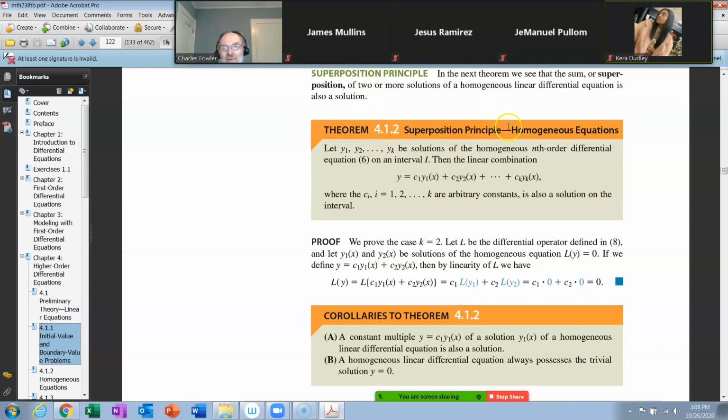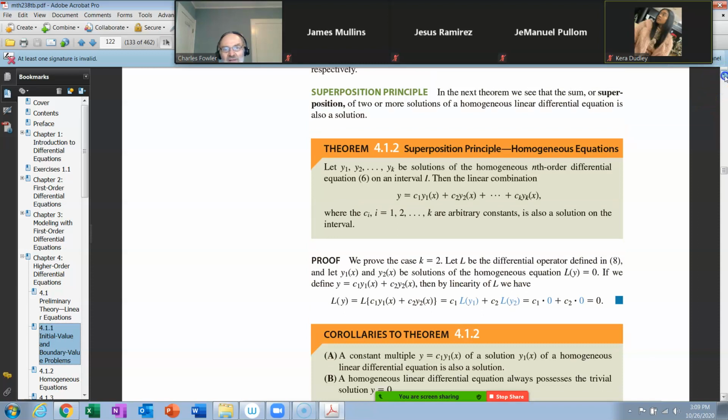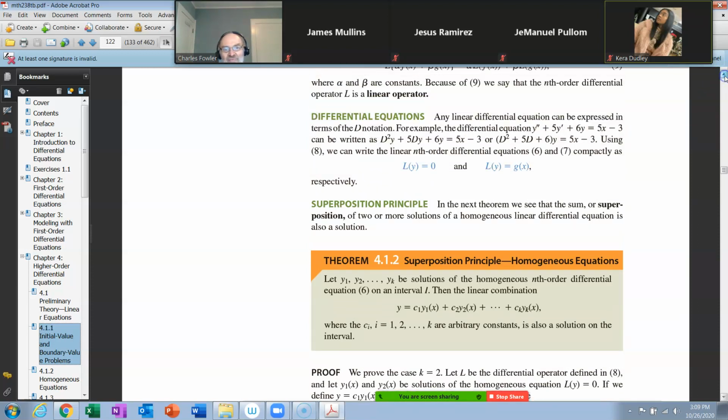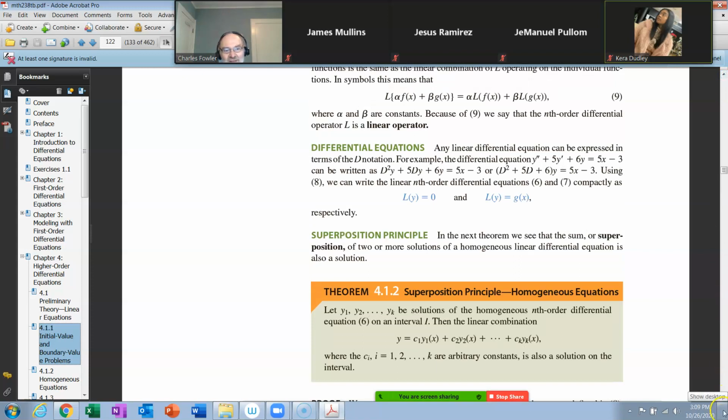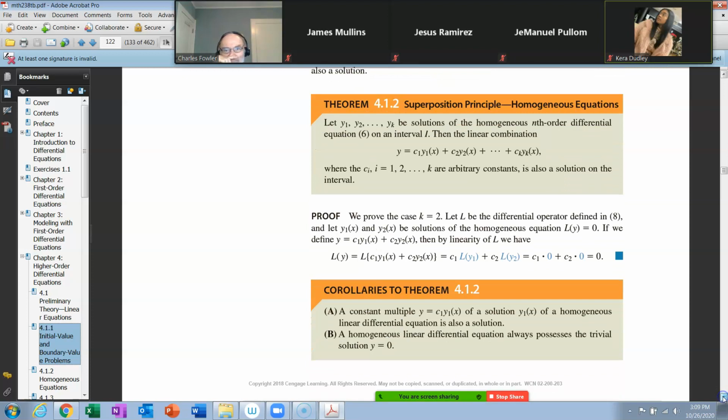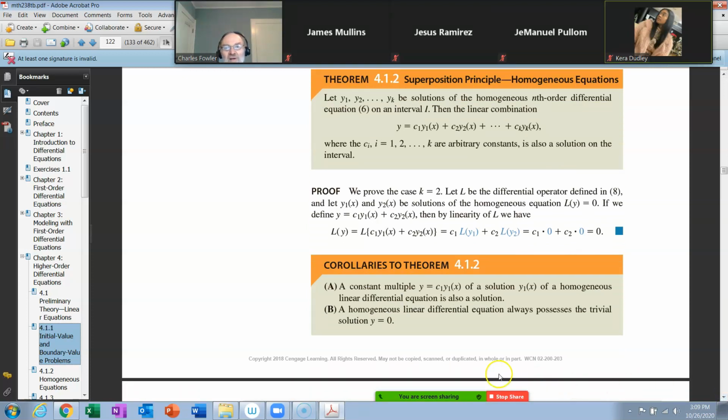So here's what we got. Now remember, these are homogeneous equations. Let's just say that y1, y2, y3, y4, y5, all the way up to y sub k, so you have k solutions. These are solutions to the homogeneous nth order differential equation that we had back here. I don't know if I can still show it and be on the same slide. I don't think so, it's off scale. But that equation 6 was your homogeneous equation equals 0. This is solutions for this nth order differential equation on some interval I.